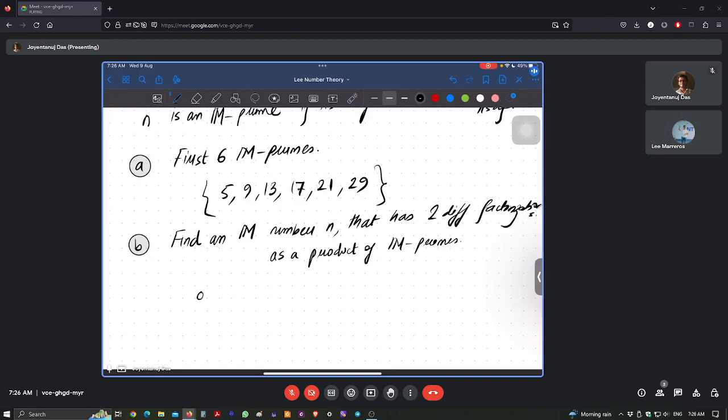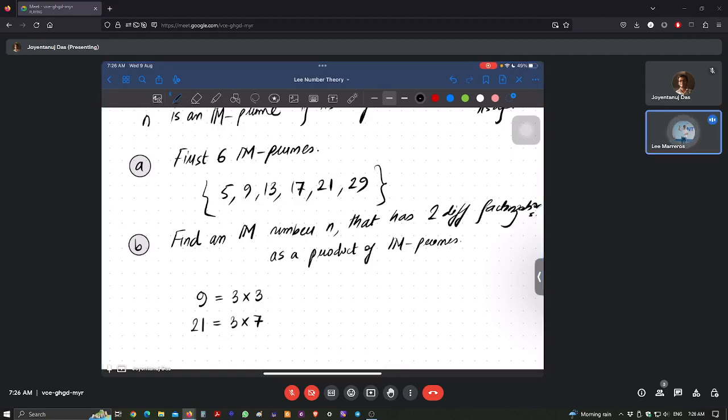So 9, if I take it from here, is 3 times 3. This is an m prime. Next is 21, if I take it. That is 3 times 7, so this is also an m prime that we saw.